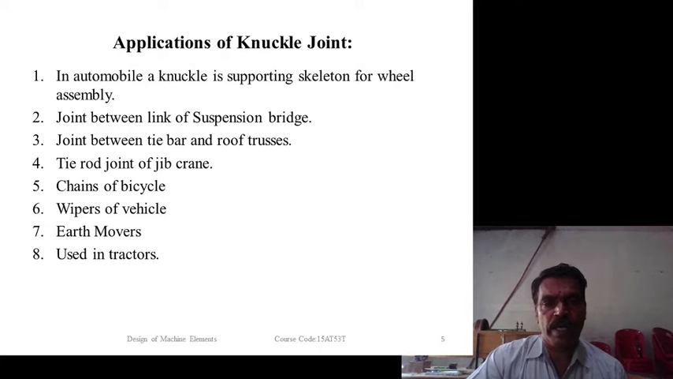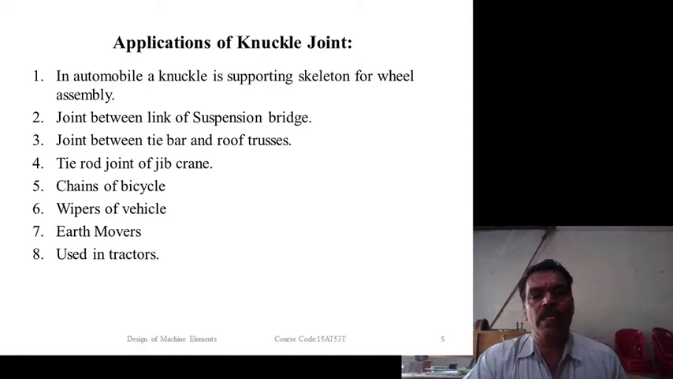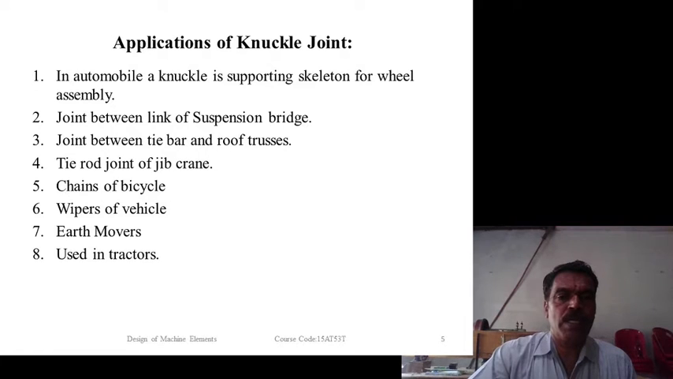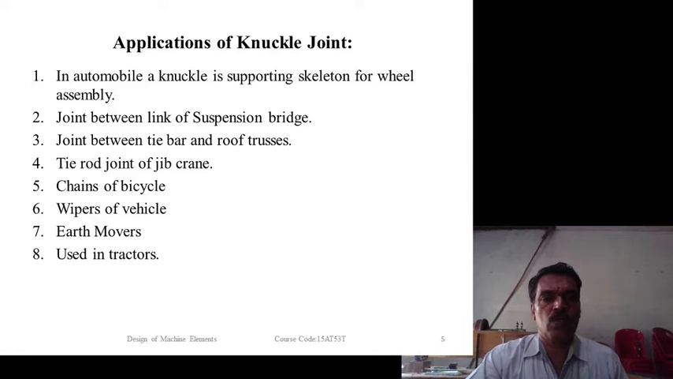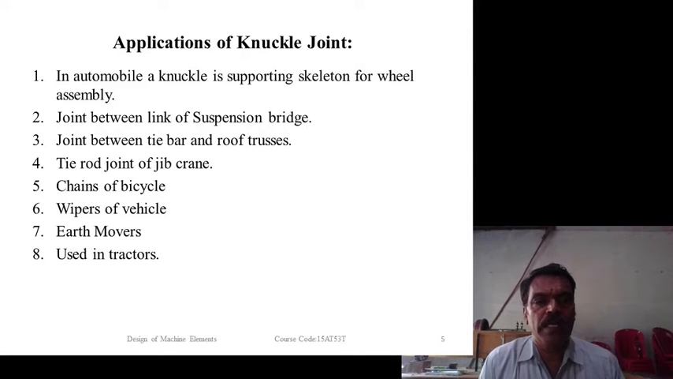So we have jib cranes in our automobile workshops to lift the engine as well as some of the major components of the automobile vehicle. Okay, so for that purpose we can use jib cranes. Such jib cranes have this type of joint, that is the knuckle joint. So this is the application of the knuckle joint.